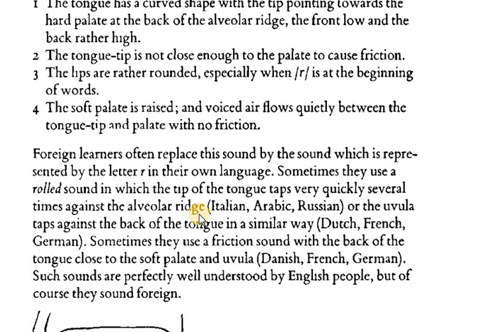Dutch, French and German speakers pronounce it this way. Sometimes they use a friction sound with the back of the tongue close to the soft palate and uvula.